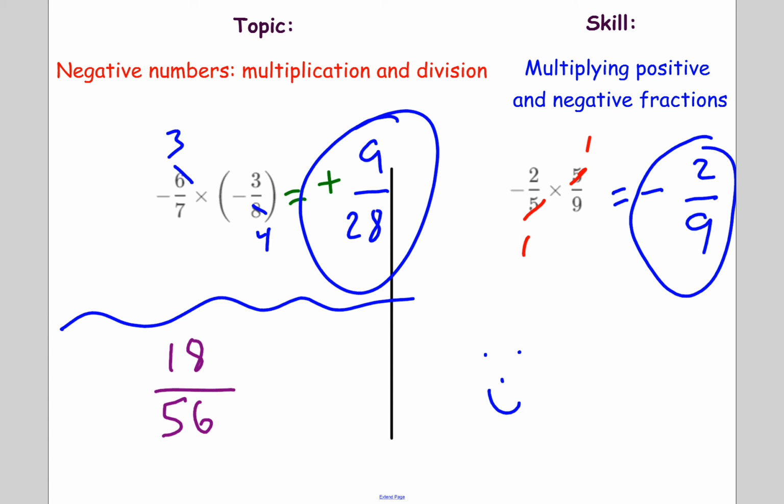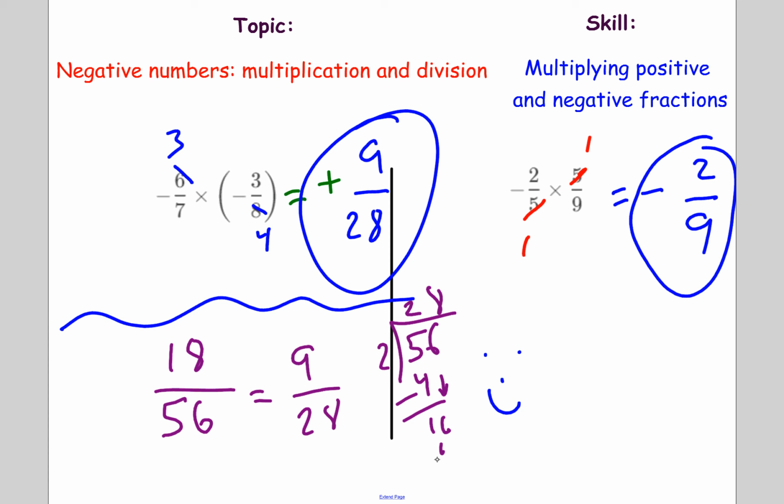Now you have to sit there and think about what number goes into both 18 and 56. Well, an easy one is 2. 2 goes into 18 9 times, and 2 goes into 56. Well, I can do it in my head. Some of you may be able to, but some of you may need to do long division: 56 in the house and 2 out of the house, and 2 goes into 5 twice. 2 times 2 is 4, remainder 1, bring down the 6. 2 goes into 16 8 times, so you end up with 28, right? 2 times 8 is 16. No more remainder. So you get the same 9 over 28, but it's not easier.